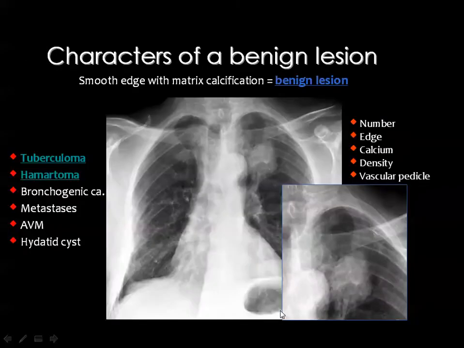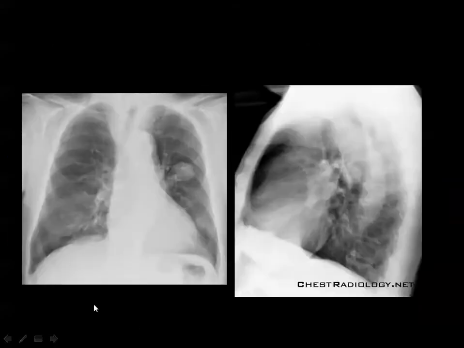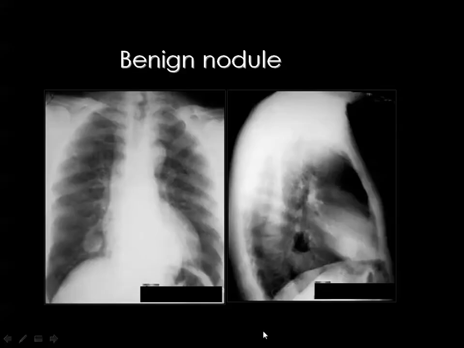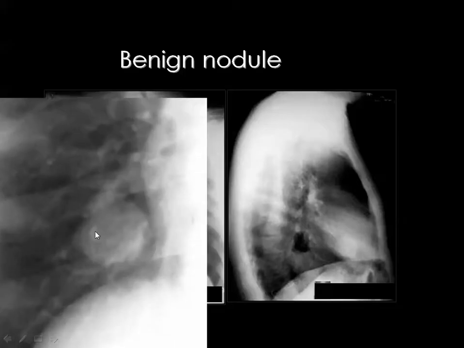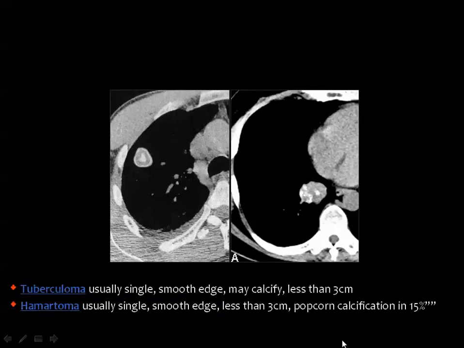Then if you see a nodule with a smooth margin containing calcium, then you assume that this is a benign lesion, and on the top of these lesions, the tuberculoma and the hamartoma are in the differential diagnosis. And you see this is the nodule with a smooth margin containing some flecks of calcification. Then you think of a benign lesion which may represent a tuberculoma or hamartoma. And this is also another nodule in the right lung base, and this nodule contains foci of calcium with a smooth edge, and you think of a tuberculoma or hamartoma.